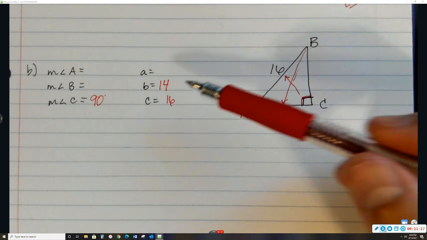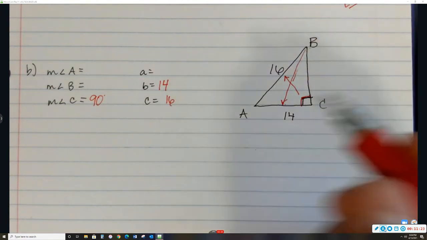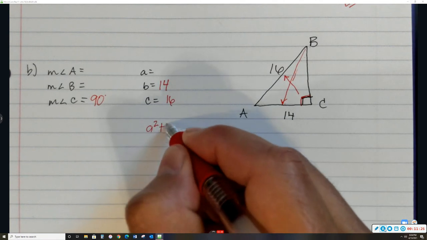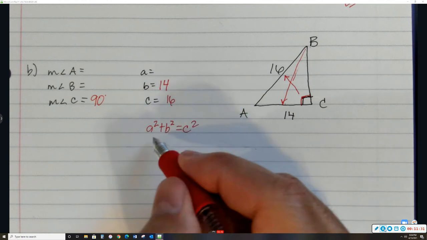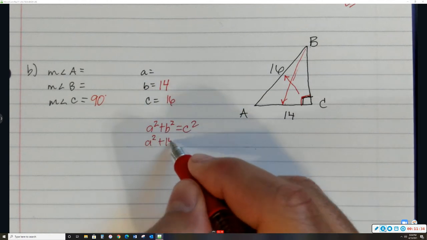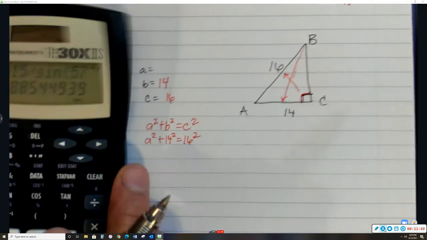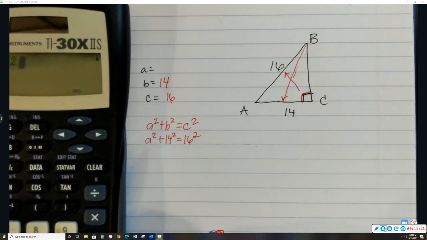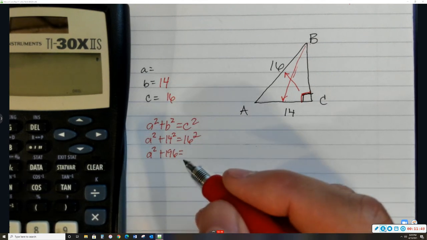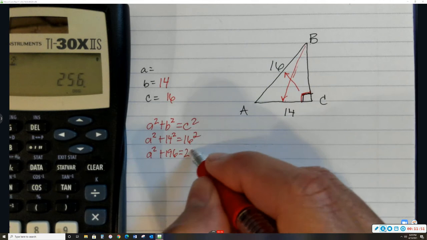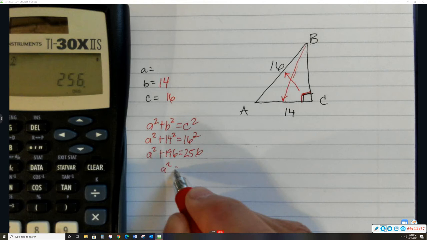And for this one, because I do have nice whole numbers, I will use the Pythagorean theorem to find A. Remember the Pythagorean theorem is a squared plus b squared equals c squared. A squared I don't know, so I'm going to leave it there. B squared is 14 squared, and c squared is 16 squared. So 14 squared is 196, and 16 squared is 256. Subtract 196 on the calculator.